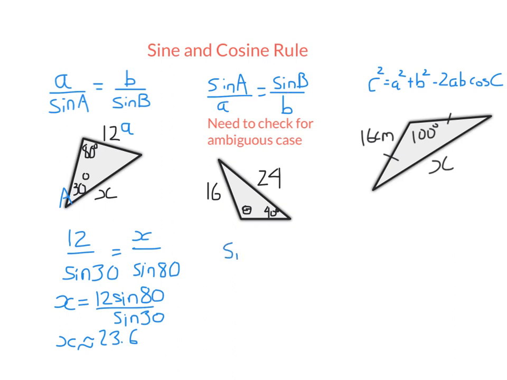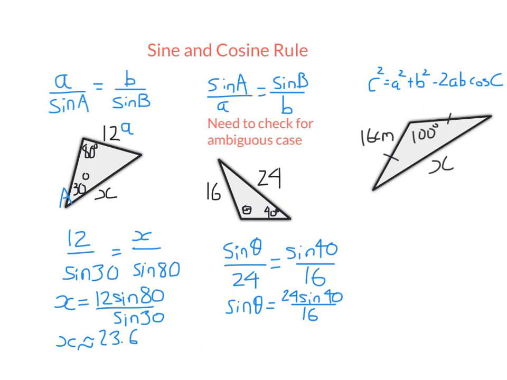So sine of theta, that's kind of like my angle A. What goes on the bottom is the side opposite that. Theta and 24 are opposite each other. And that's equal to sine B over B. So again, 40 degrees opposite 16, they go together. To solve this equation, I'm going to multiply each side by 24 and take the sine inverse.